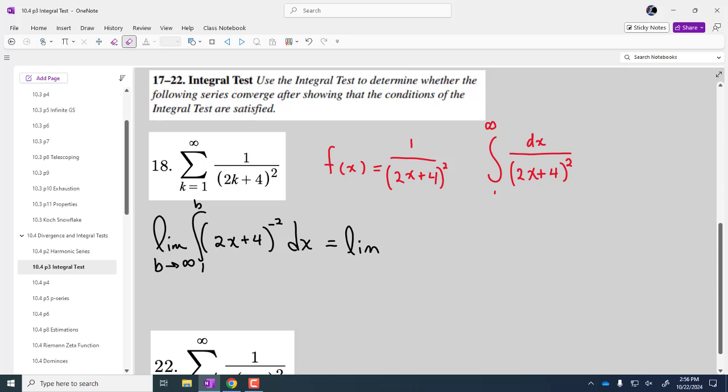So now we just have to integrate that. We use the power rule and reverse chain rule, all that stuff. So we're going to have 2x plus 4. If we add 1 to the exponent, divide by the new exponent, which means we're going to divide by -1. What else do we have to divide by? 2. So reverse chain rule.